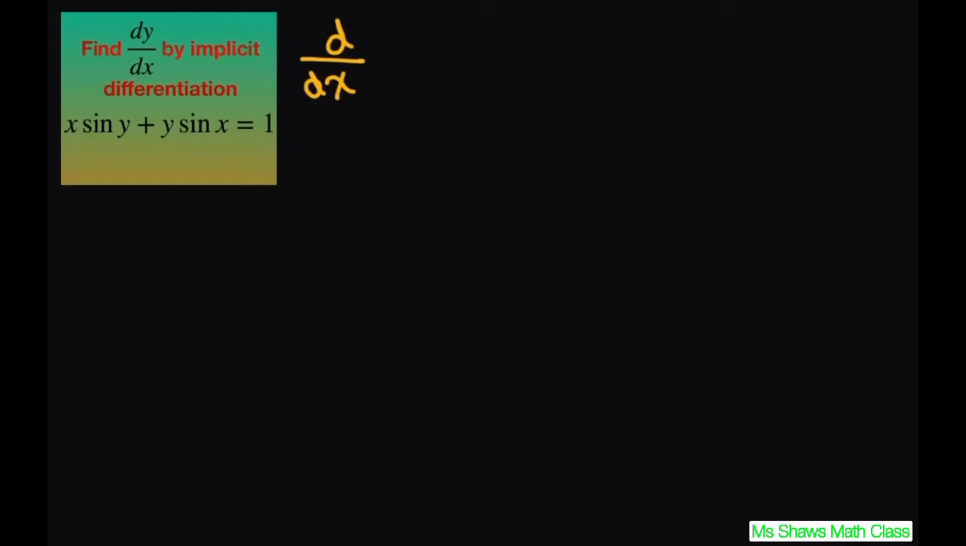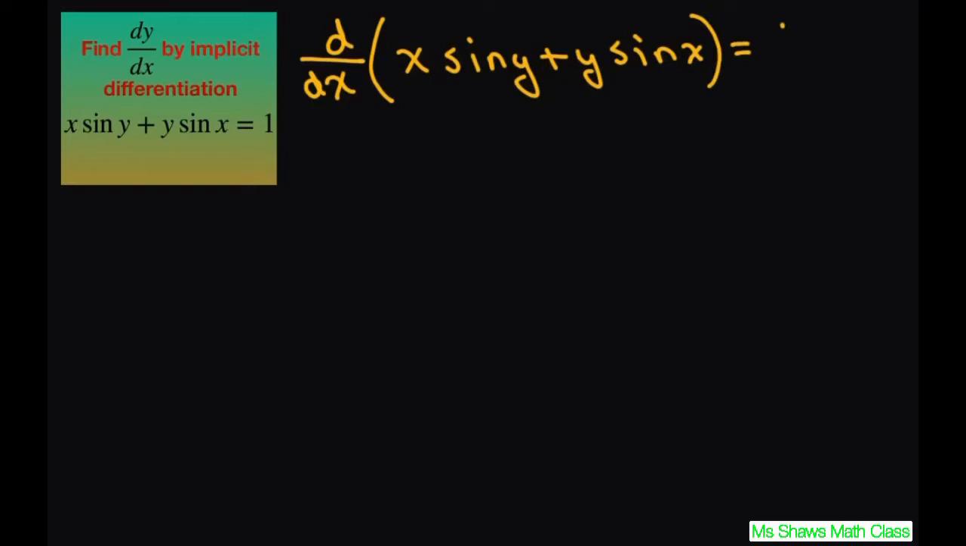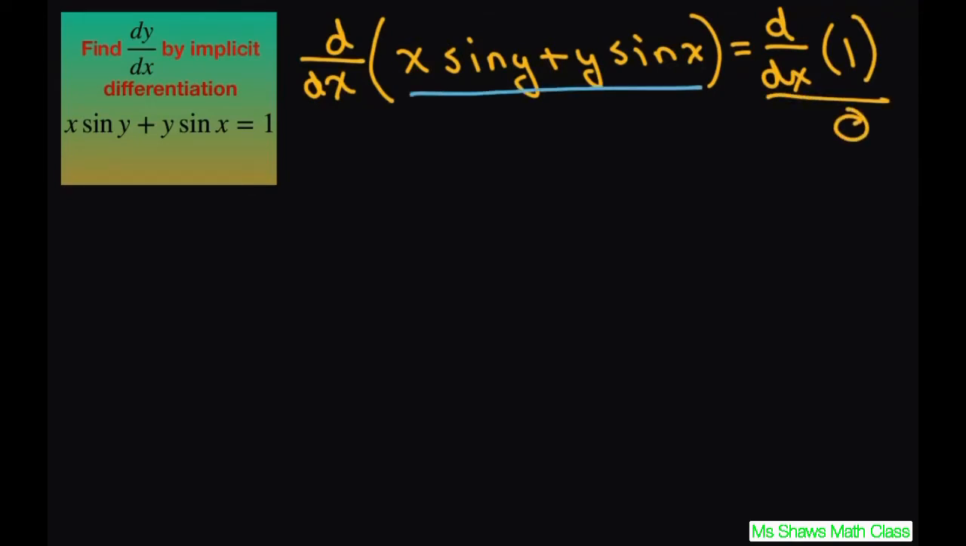We're differentiating like this. So you have x sine of y plus y sine of x equals, and we're differentiating the left-hand side, right-hand side. So this part's just going to equal 0. We're going to have to work with this, and we're using the product rule.